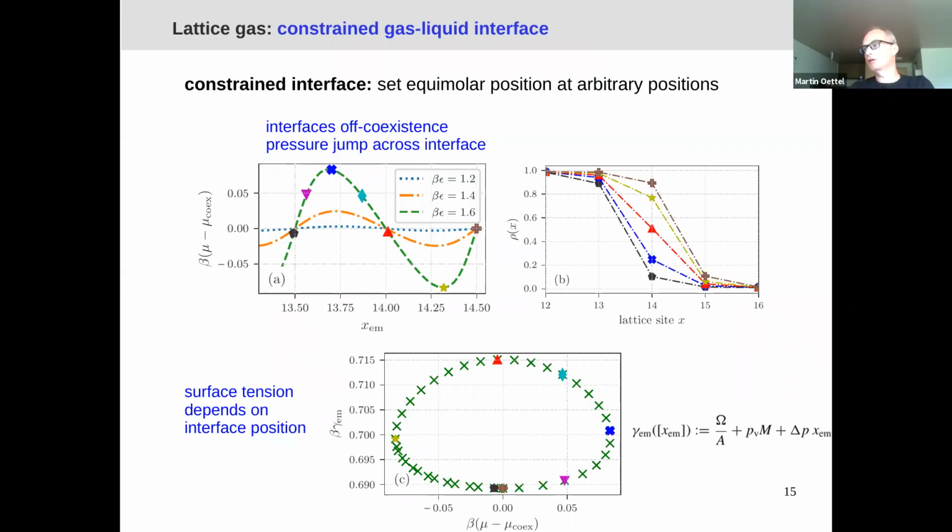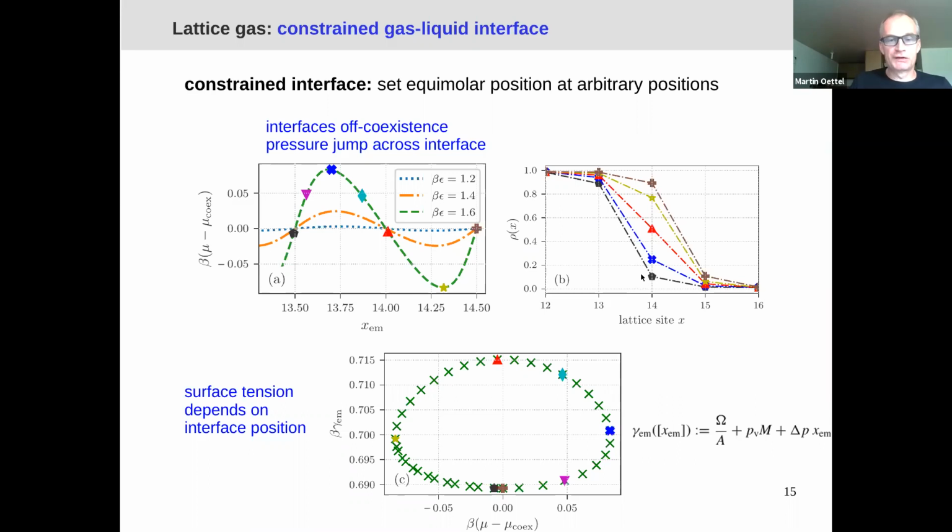But now what you can do is you can design a finite box. You can make it very large, but nevertheless finite. And you can fix or constrain the equimolar position of the interface at an arbitrary real position. Now, this is just a constraint that you put in with a Lagrange multiplier in the minimization procedure. And then we find something very peculiar. Indeed, we are able to shift the whole density profile continuously through the space between 2 lattice sites. And we generate also quite different density profiles there.